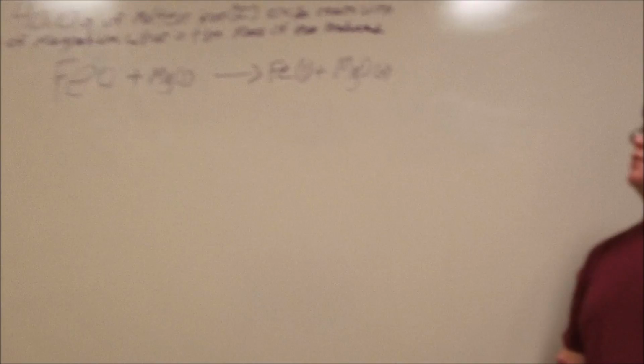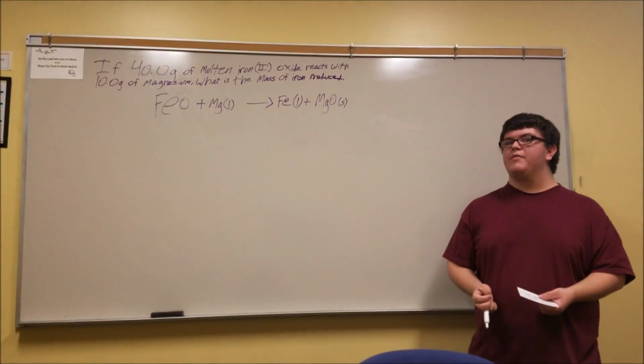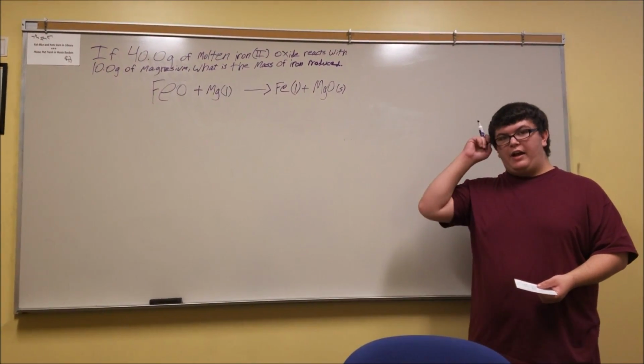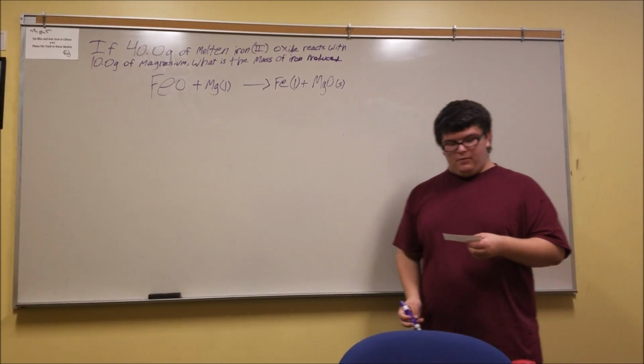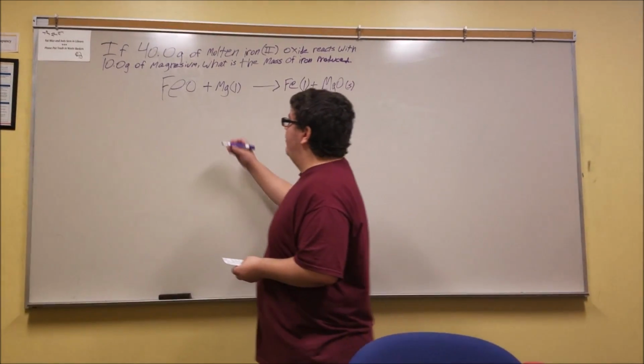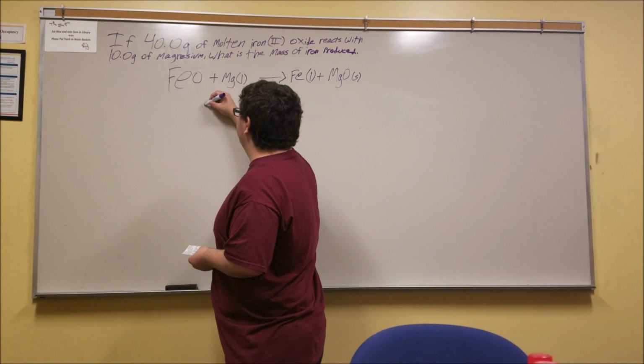40.0 grams of molten iron oxide reacts with 10.0 grams of magnesium. How much iron is produced? We start off this problem by finding how much iron is produced from the iron oxide.